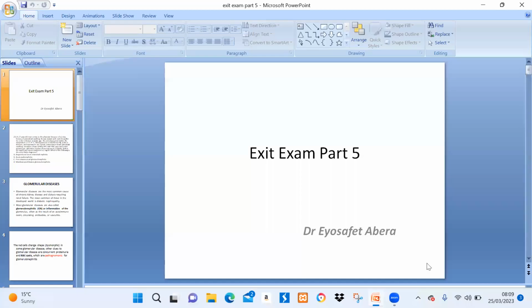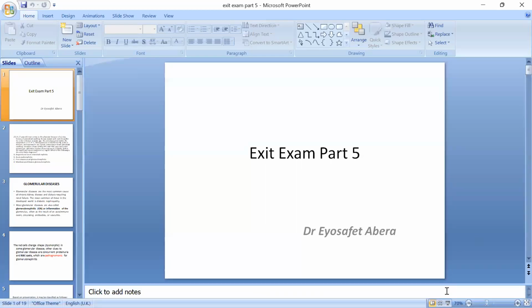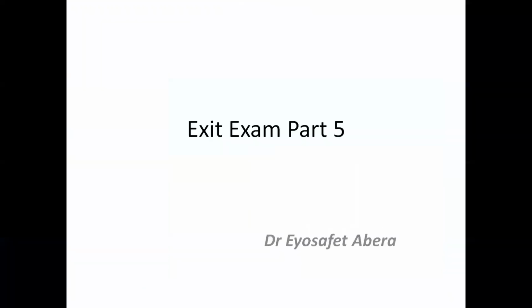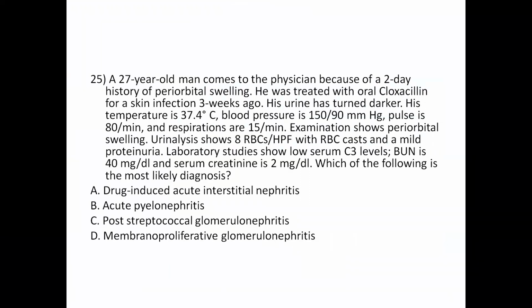Today we will continue with the exit exam part 5 of your previous exams. So a 27-year-old man comes to the physician because of a history of periurethral swelling. He was treated with oral cloxacillin for a skin infection 3 weeks ago. His urine has turned darker.